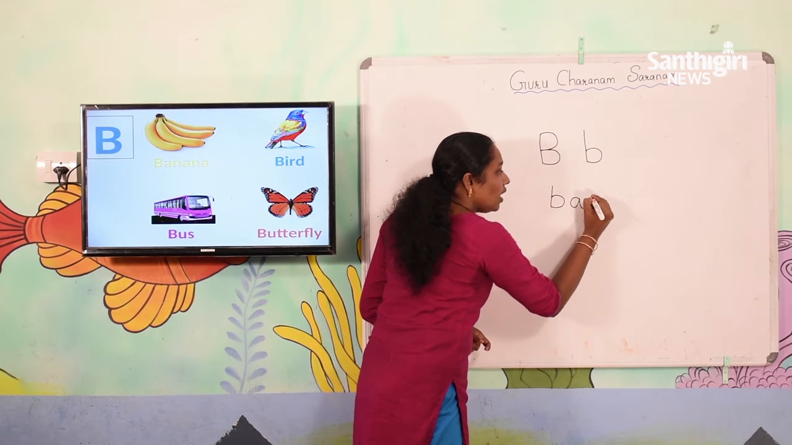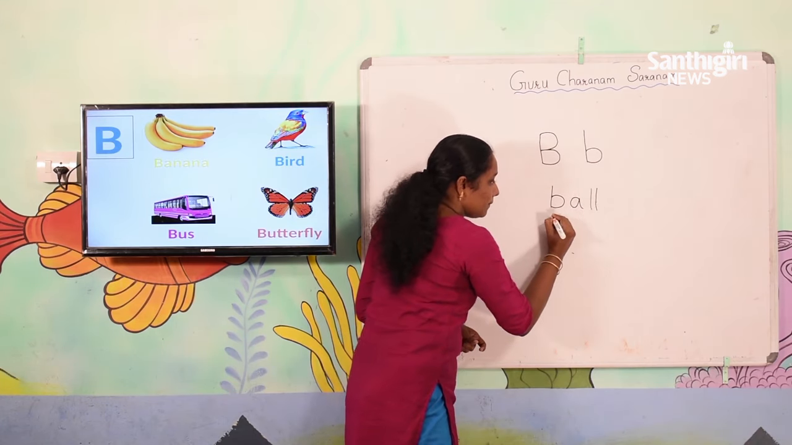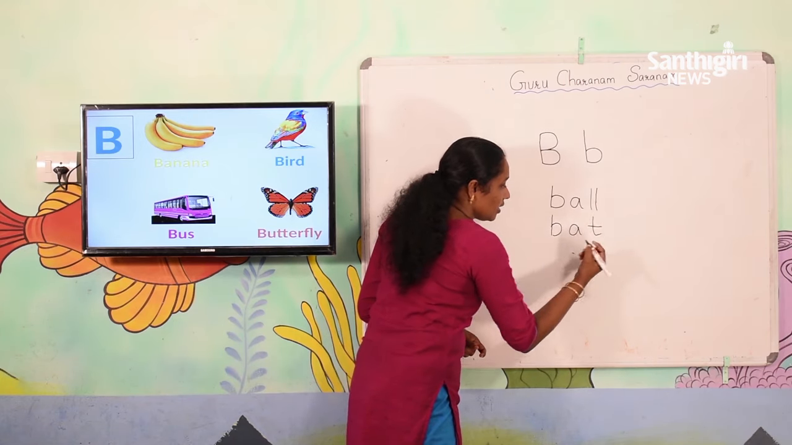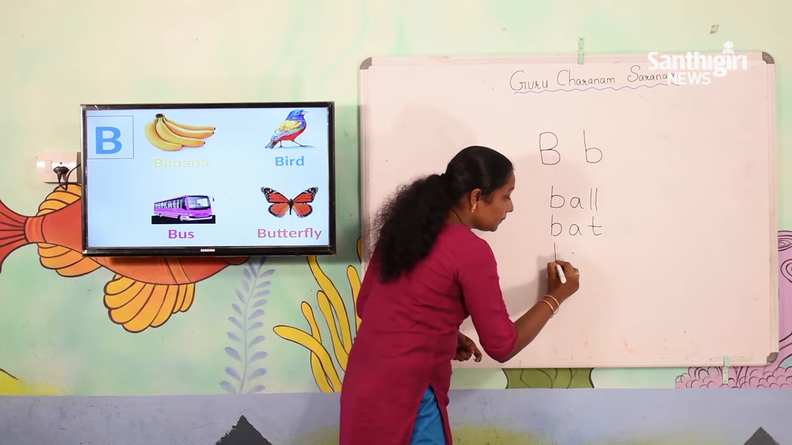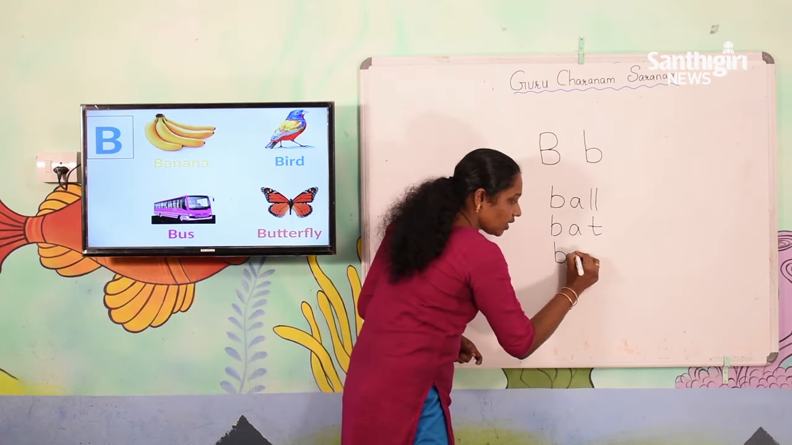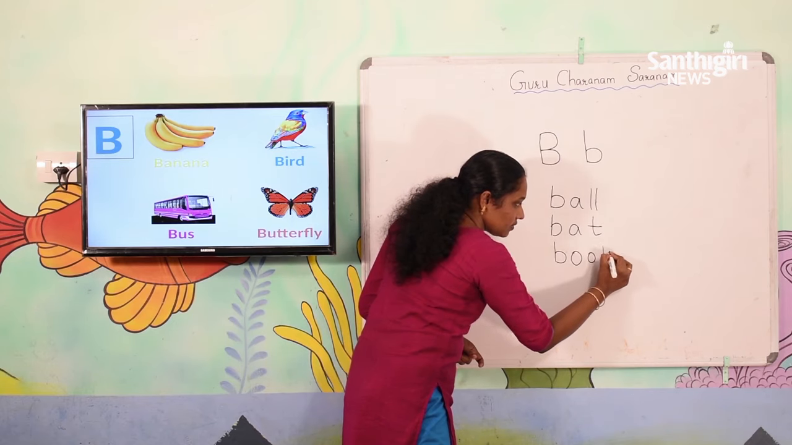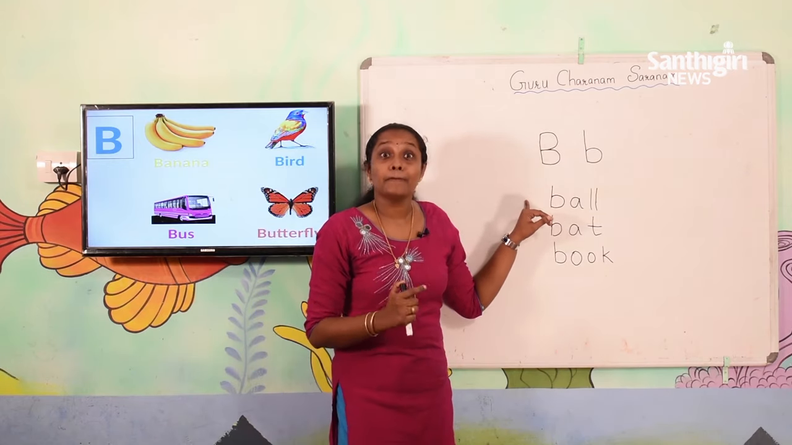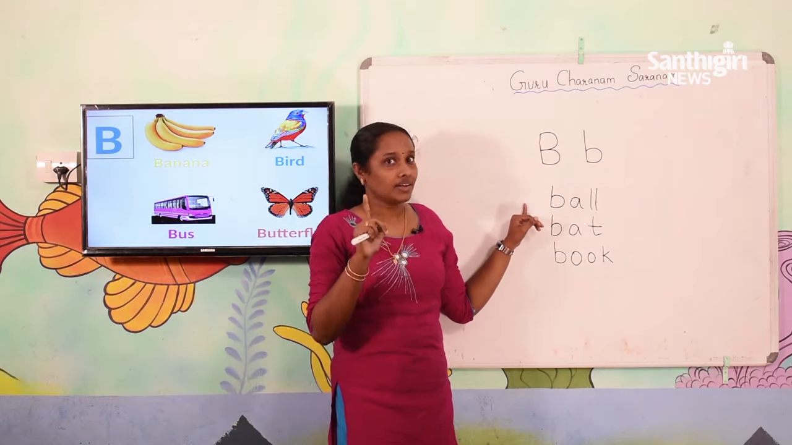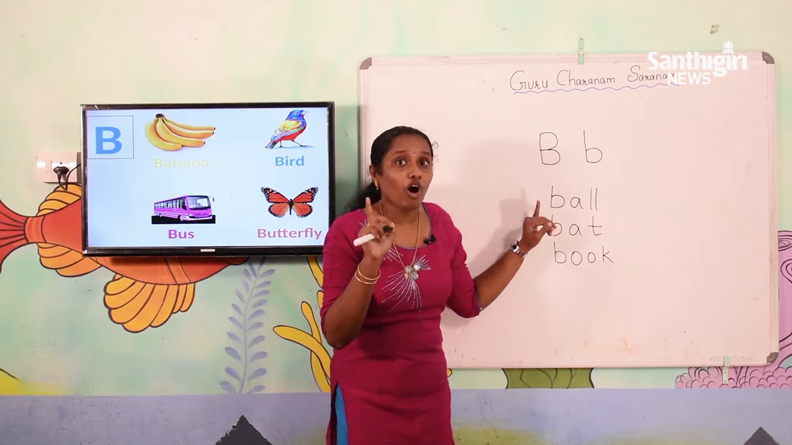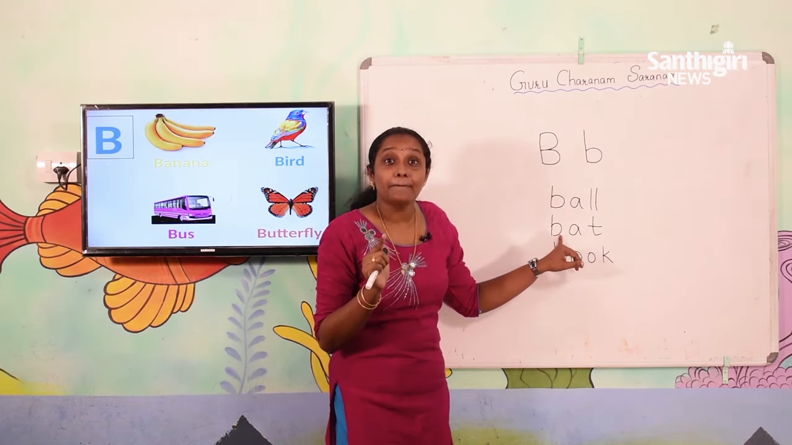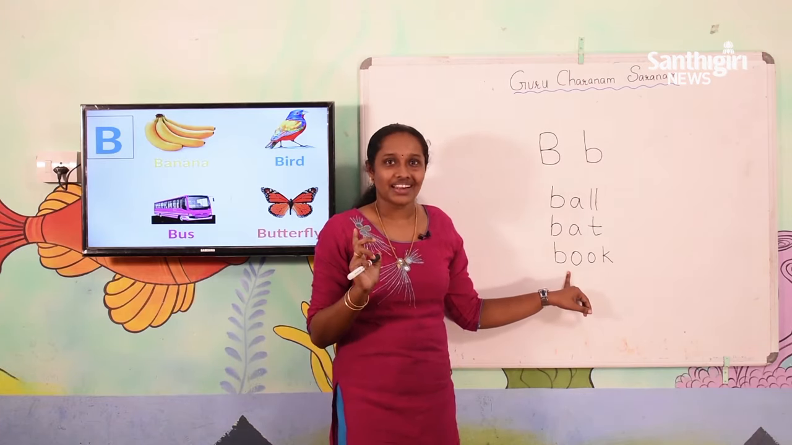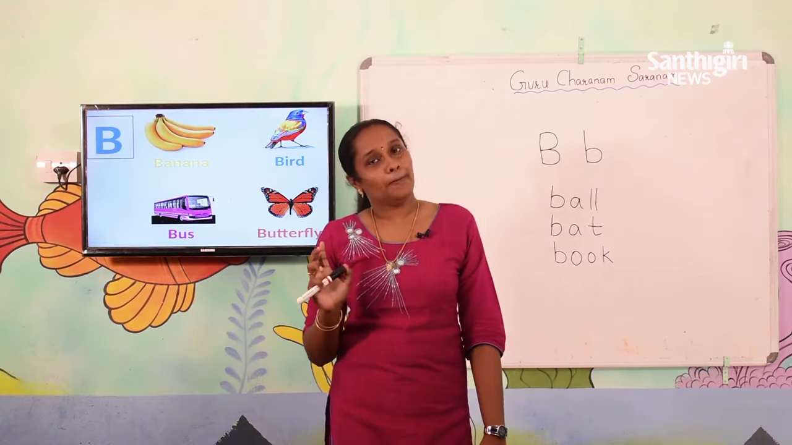Ball. Bat. Book. B. Book. What's the first sound we hear in a ball? B. Ball. Listen, first sound. B. Ball. Then bat. B. Bat. B. Book. B. Okay. You got it? The sound of B is B.